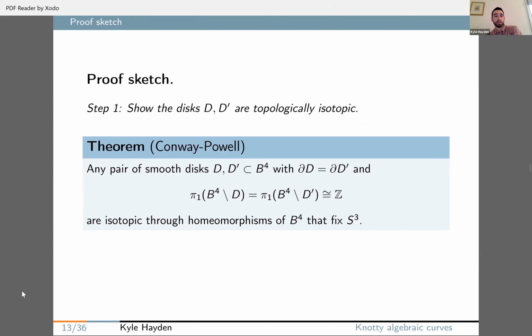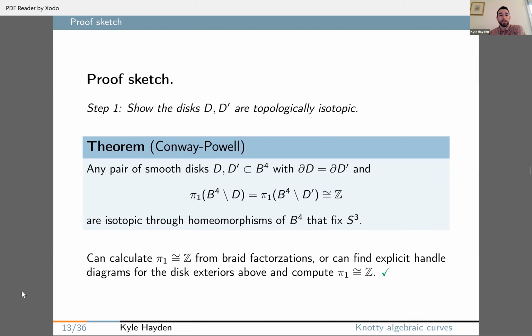Here we're going to appeal to the recent theorem of Anthony Conway and Mark Powell, building on Freedman's machinery. It says that any 2 smooth disks with the same boundary in the 4-ball and whose exteriors have infinite cyclic fundamental groups are going to be isotopic through homeomorphisms of the 4-ball that fix the boundary. Okay. So our braids, they were different factorizations, but they were the same underlying braid. And so they have the same boundary as knots.